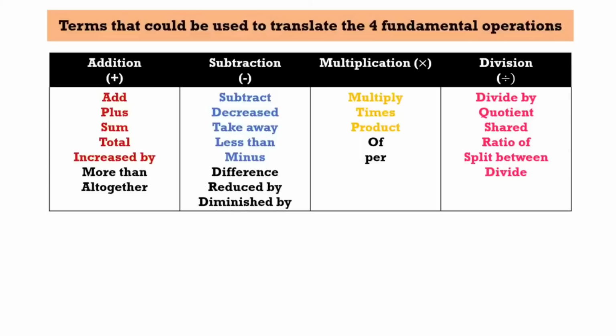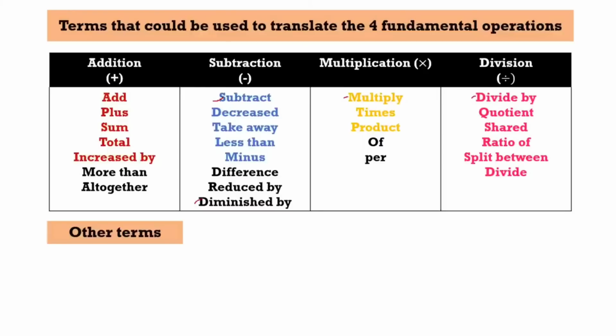For subtraction, we have the words subtract, decreased, take away, less than, minus, difference, reduced by, and diminished by. For multiplication, we use the words multiply, times, product, of, or per. And as for division, we use the words divided by, quotient, shared, ratio of, split between, and of course the word divide.